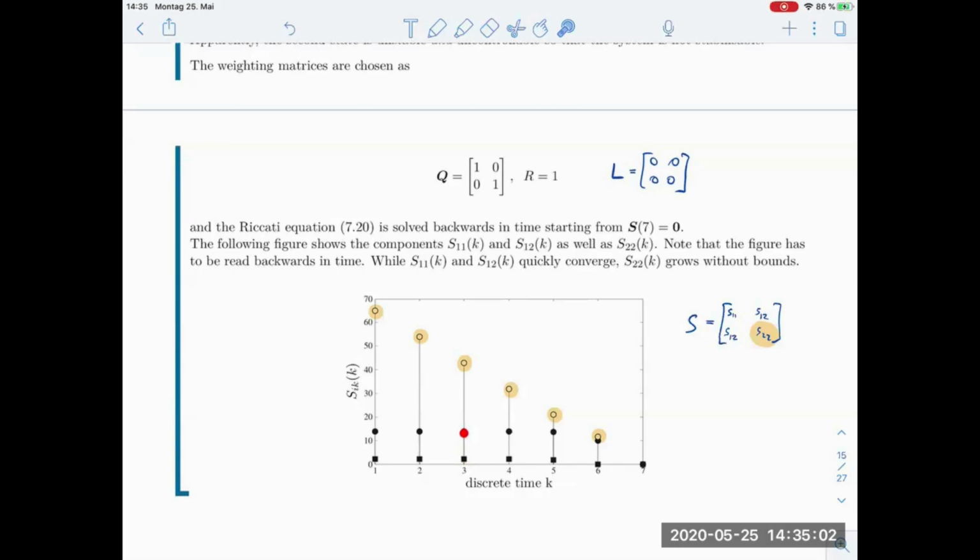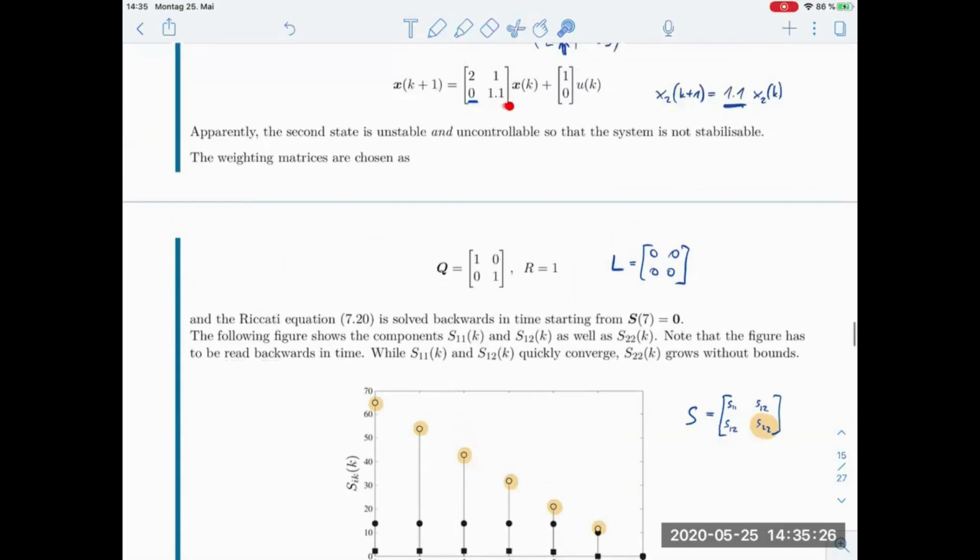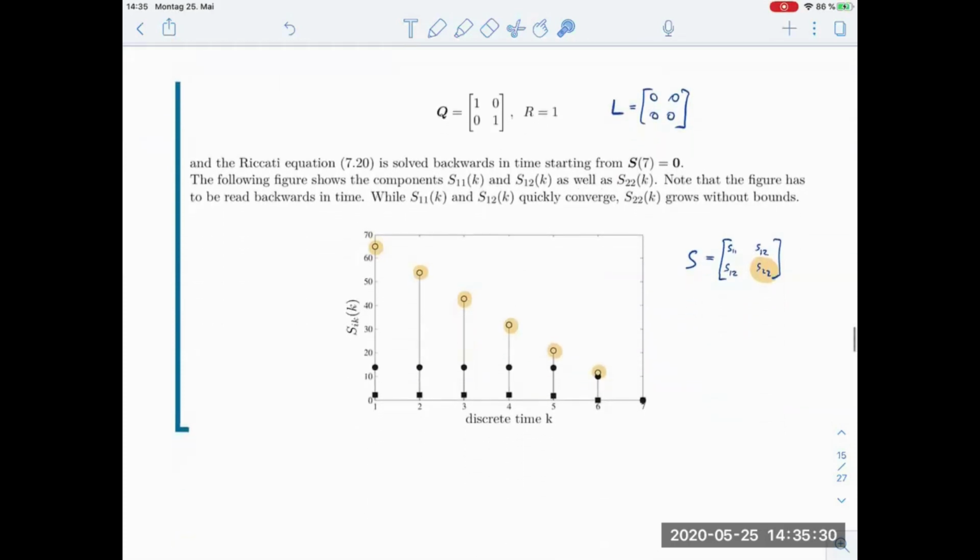It will get to some value, it will become finite, and it will settle without changing the individual values anymore. This is not the case in the value S22 associated to the second state, which grows infinitely without any bounds, no matter how far we go. That comes actually from the fact that the second state here is unstabilizable and will just go off to infinity.